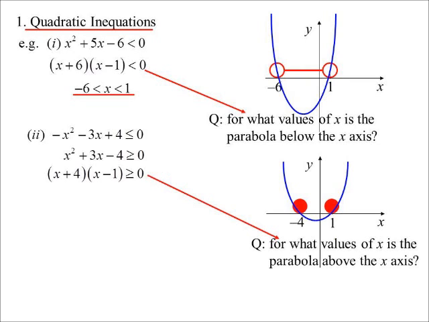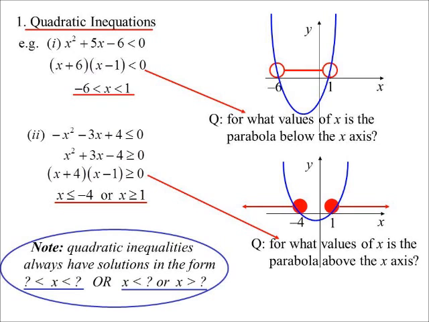This time I'm saying, when is the parabola above the x-axis? And this is a case where I'm on the outside. So x is greater than or equal to 1, or less than or equal to minus 4. That sort of an inequation, I suppose, is at a 2-unit level. That could be in a 2-unit test.